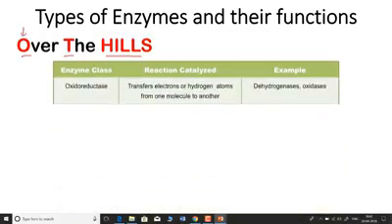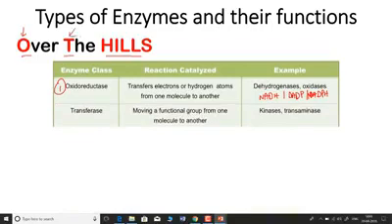The O stands for oxidoreductase type of the enzyme. Enzyme type 1, oxidoreductase. Reactions catalyzed: it transfers electrons or hydrogen atoms from one molecule to the other. Examples of this kind of enzyme are dehydrogenases and oxidases. And in this kind of example, we are always involved with NADH or NADPH, and all these are the types of molecules that are involved, right?